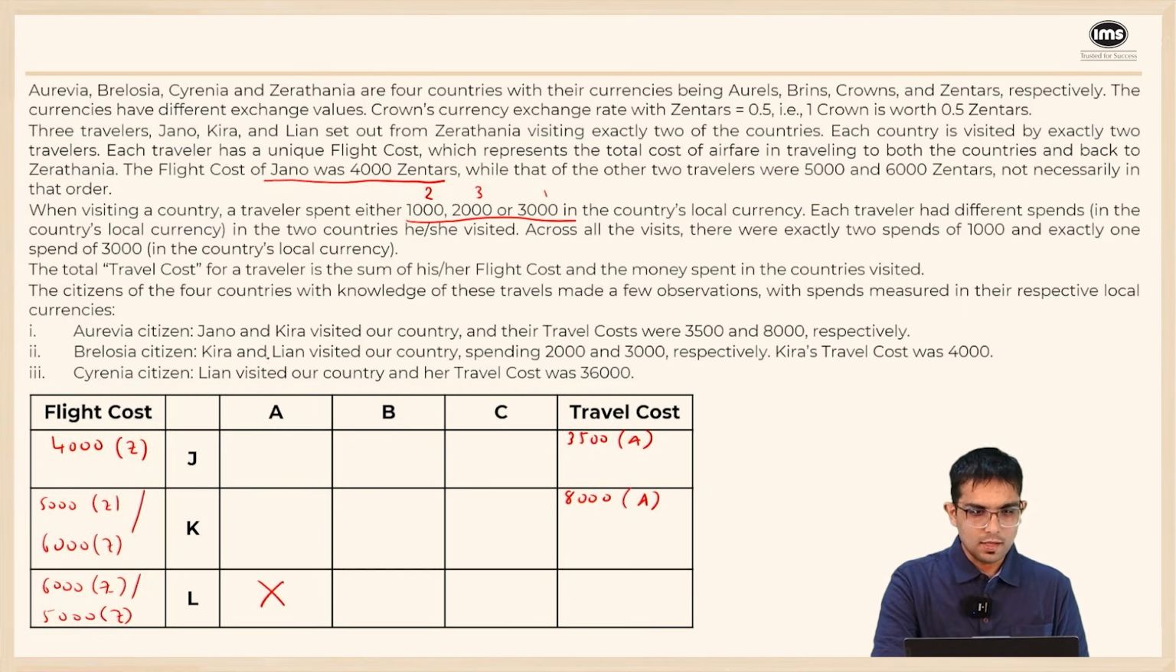B says K and L visited. So K and L visited, and J did not visit B, and their spending was 2,000 and 3,000. Now it is not travel cost, it is spending.